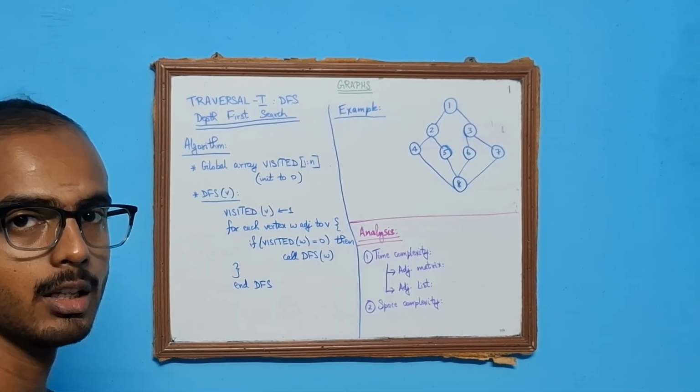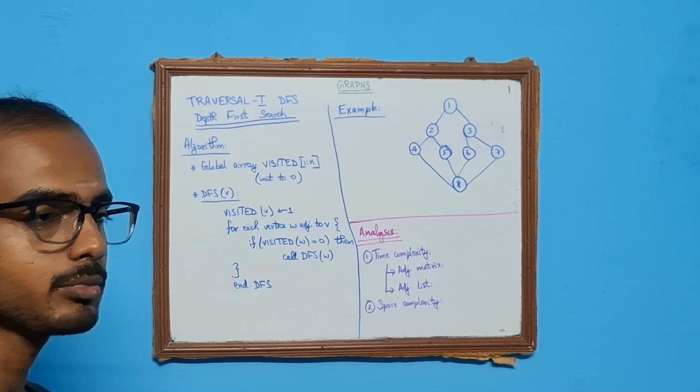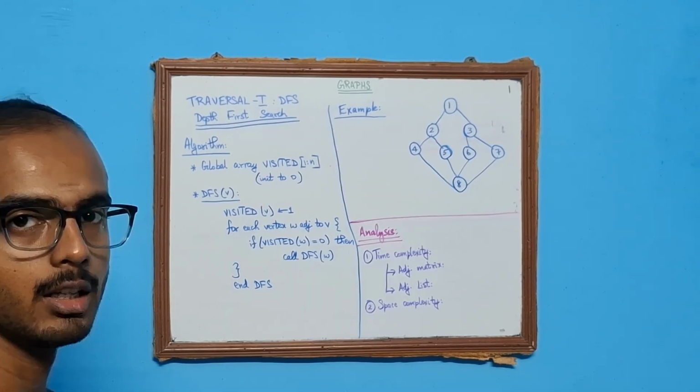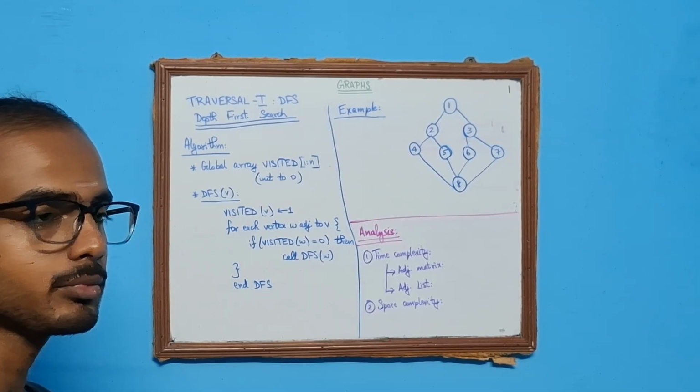So now we are going to 1 and we assume that we have visited this. Now we'll go to all the neighbors. Going to the neighbors is where the DFS algorithm comes in. For each vertex w adjacent to v: you are in 1, so take all your neighbors, and for each of them you again call DFS.